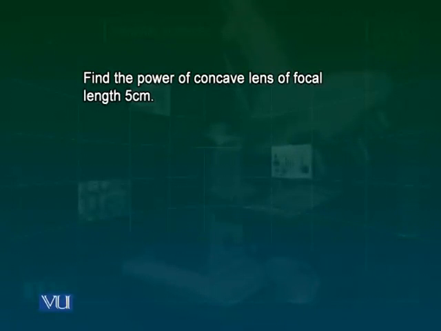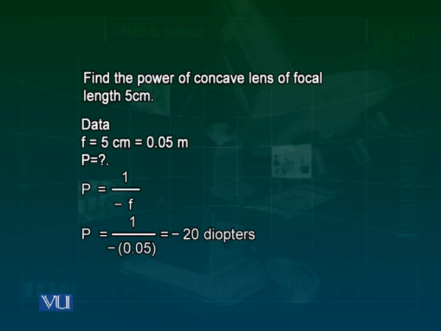Now, let us look at a numerical. For example, we have to find the power of a concave lens which has a focal length of 5 centimeters. Because it is a concave lens, the focal length is 5 centimeters, which is 0.05 meters, and we have to find the power. So power is equal to 1 over minus f. The minus is because it is a concave lens, so power is 1 over 0.05, giving us a value of 20 diopters. So if I go to an optician and say I want a lens of power 20 diopters, the optician will immediately understand I require a very thick lens, which has a very small focal length.